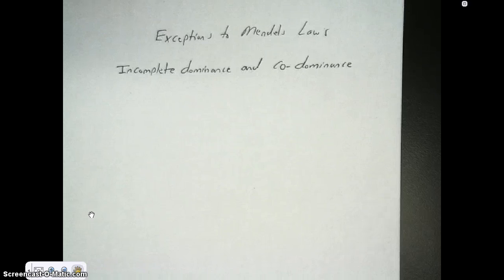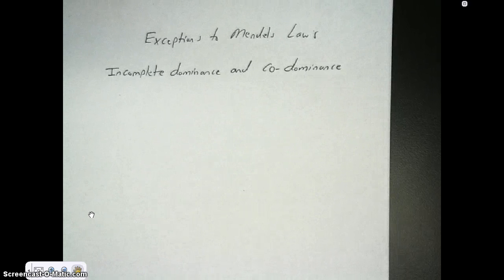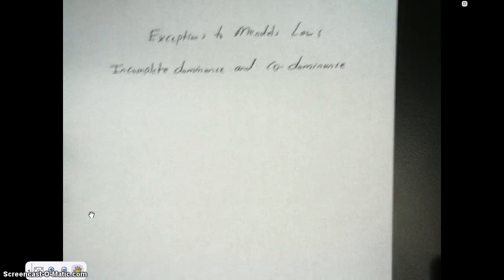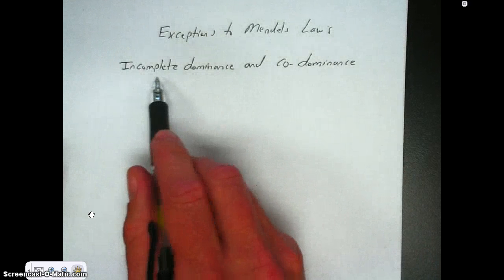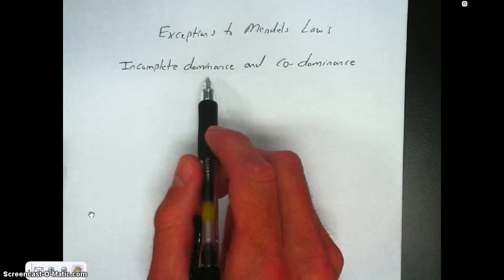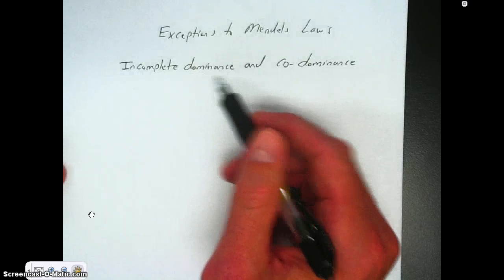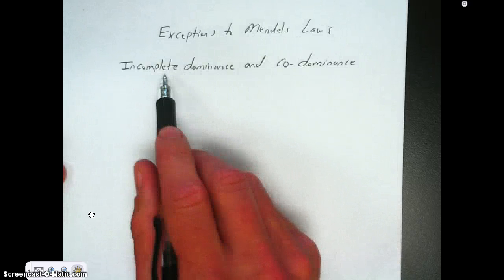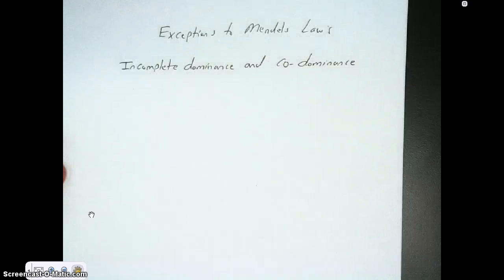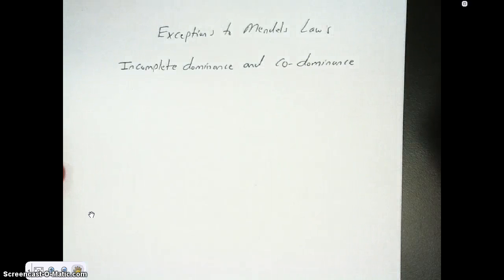And those two exceptions are called incomplete dominance and codominance. I'm going to first start out with incomplete dominance. So the word incomplete means obviously not complete. Dominance means to cover up, like in the last example I just gave, how red covers up white. So if something is to incompletely dominate something else, that means it's not going to completely mask it.